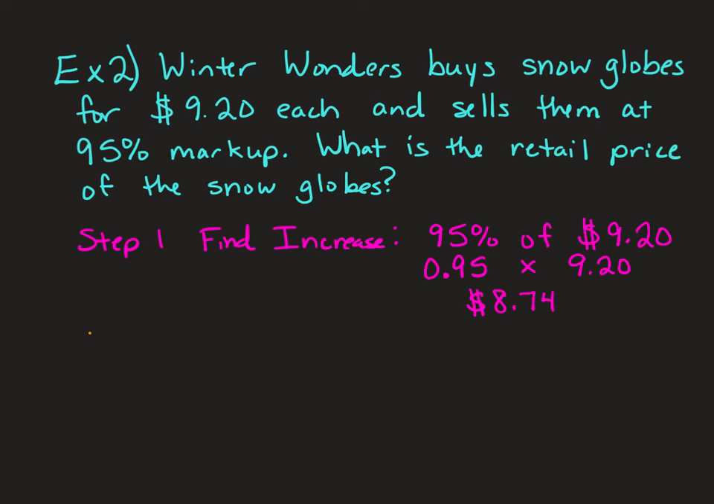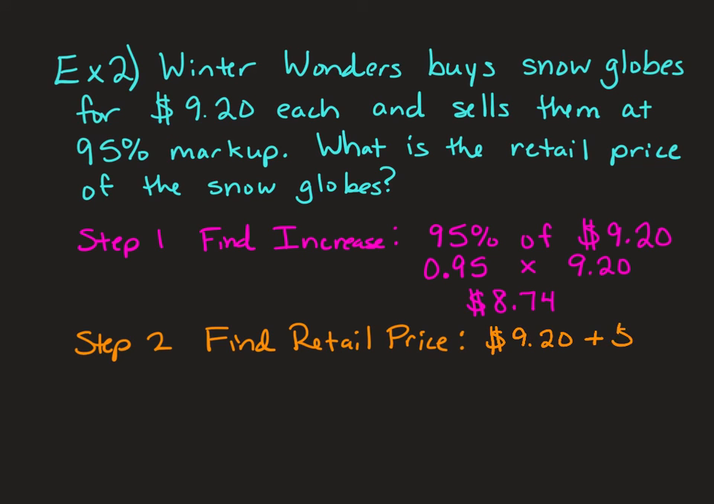Step 2, we're actually going to find the retail price, what it's asking for. So we know the original price and we know what the markup is, so we just add them together. The original price was $9.20 plus the markup was $8.74. We add them together to get $17.94. So that's the price that customers will pay for snow globes, which is called the retail price.